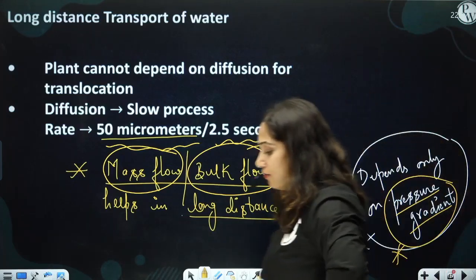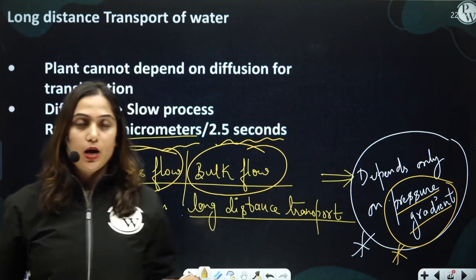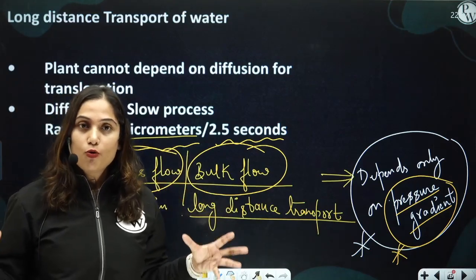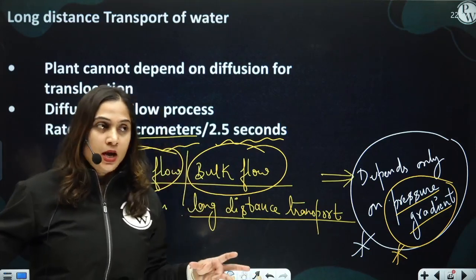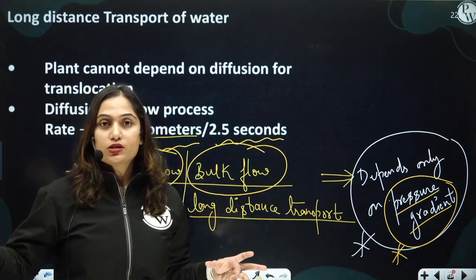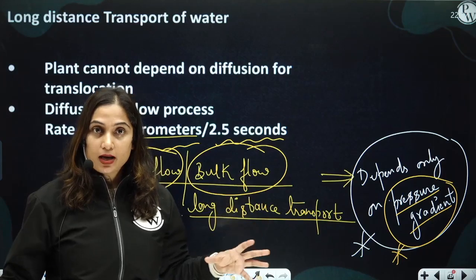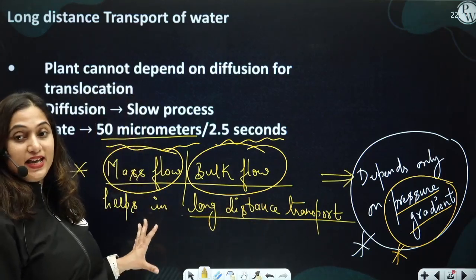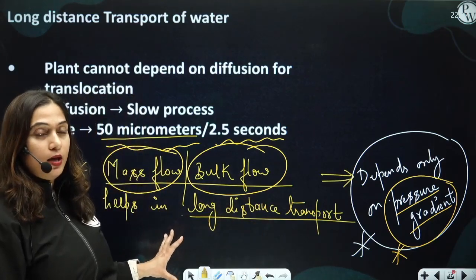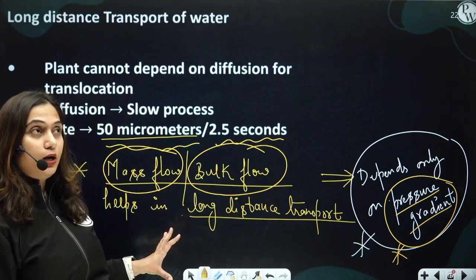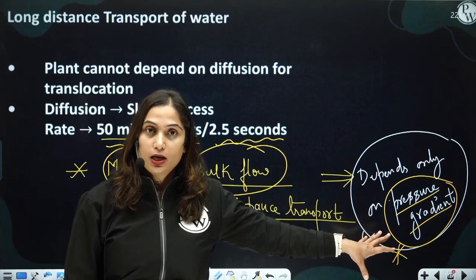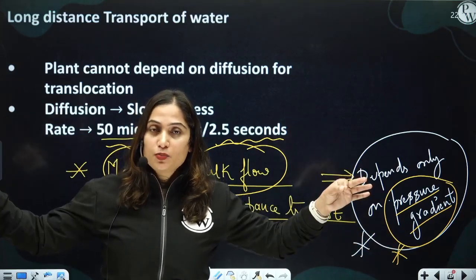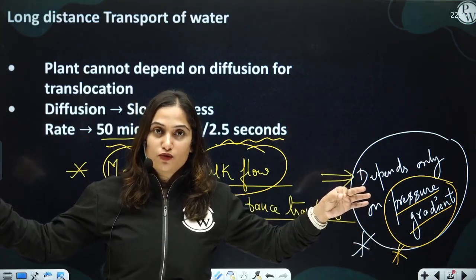Remember, this is very important. Up till here we have talked about how diffusion depends only on concentration gradient. The exception was osmosis. Osmosis was dependent on both concentration and pressure gradient, but mass flow is independent. Listen carefully. Mass flow is independent of concentration gradient and depends only on pressure gradient. If there is a pressure difference between 2 points, mass flow will occur.